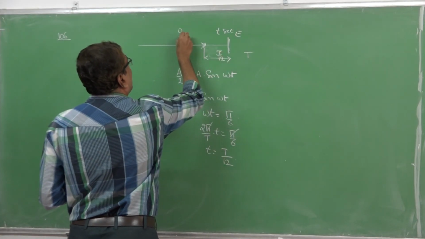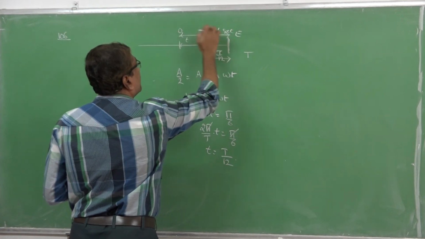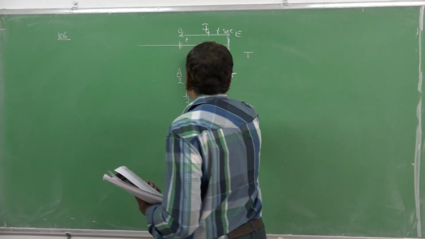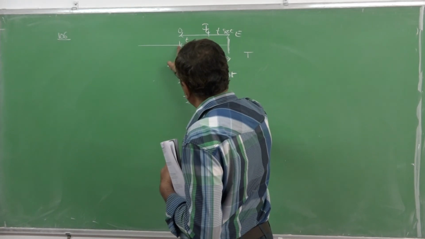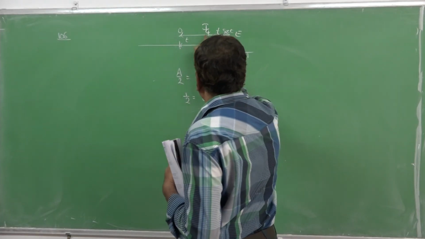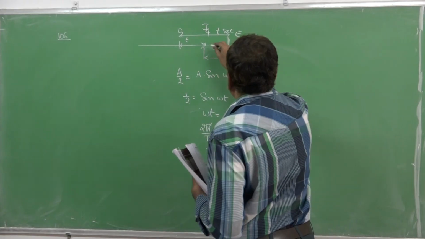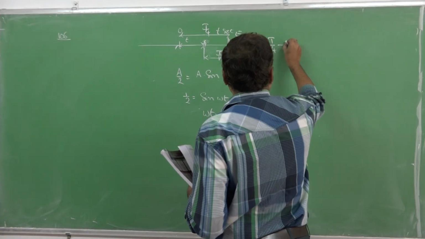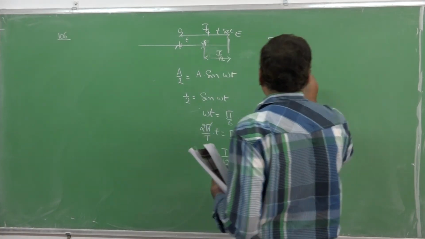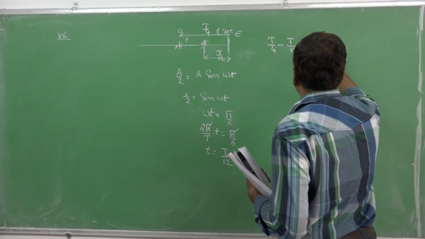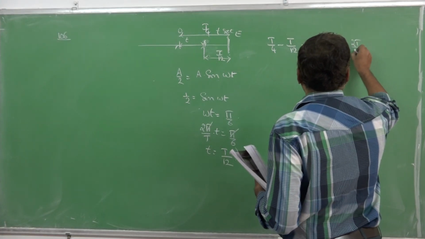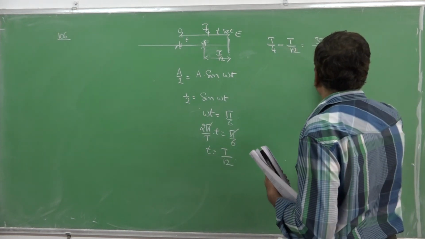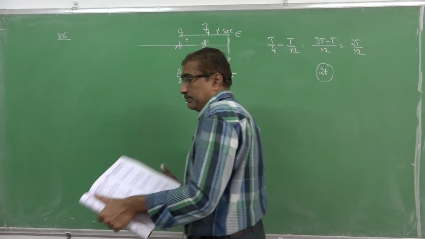Okay, but actually the time taken to complete this much oscillation from mean position to this position is T by 4. Now the time to cover from this point to the mean position is total time minus this time. So time taken to reach from this position to mean position is T by 4 minus T by 12. That is 3T minus T over 12, that is 2T by 12. Actually T by 12 is nothing but t. So this time is 2t. So our answer is 2t.